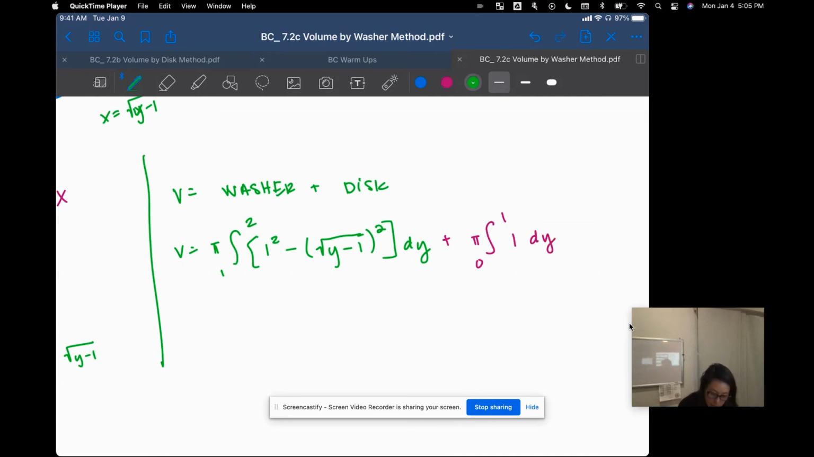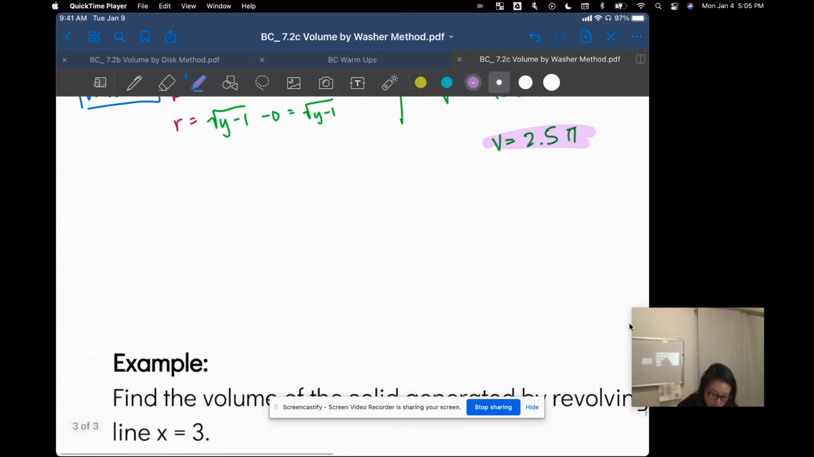Okay, the volume of the washer is 1.5 pi. The volume of the disk is, no, it's 1. Sorry. 1 pi. Whoa. Okay. Which equals 2.5 pi. Woot. Okay, last one for real.